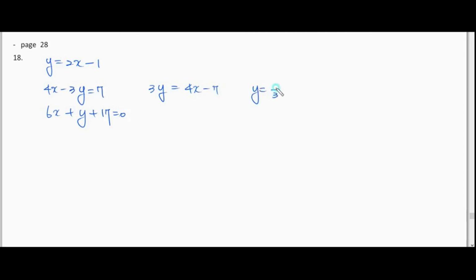Question 18. In this question, we should find the point of intersection of these three graphs, y equals 2x minus 1, 4x minus y equals 7, and 6x plus y plus 17 equals 0. So we only need to change the third and second one. 3y equals 4x minus 7, y equals 4 over 3 x minus 7 over 3. And the third one, y equals minus 6x minus 17.